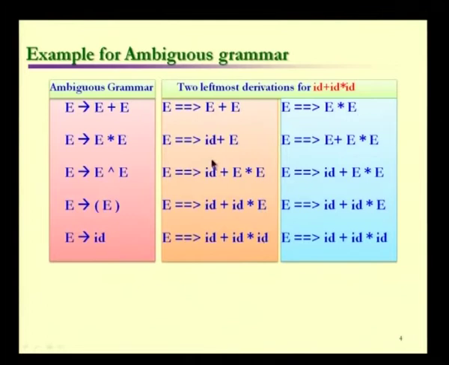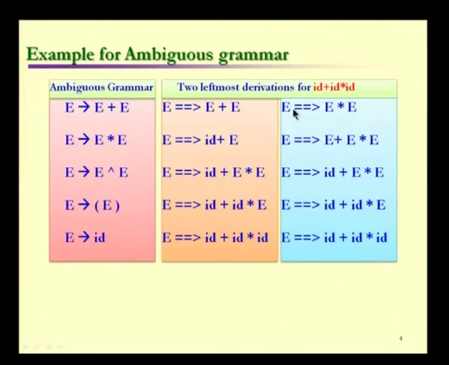Because we have a derivation from the start symbol of the grammar to the sentence id plus id star id, we claim that id plus id star id is a string in the language of this grammar. So next we can have another derivation using the same leftmost derivation concept.